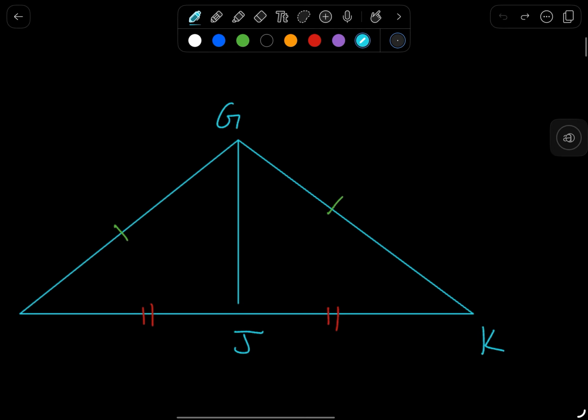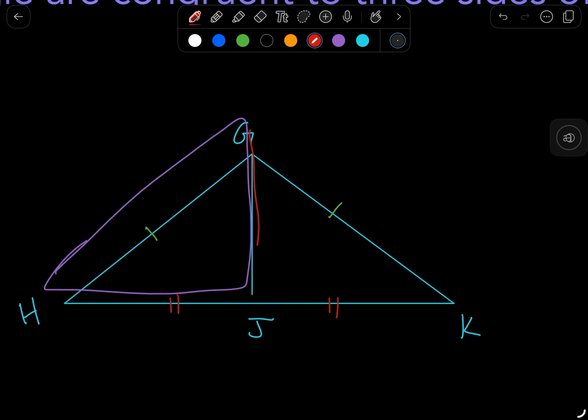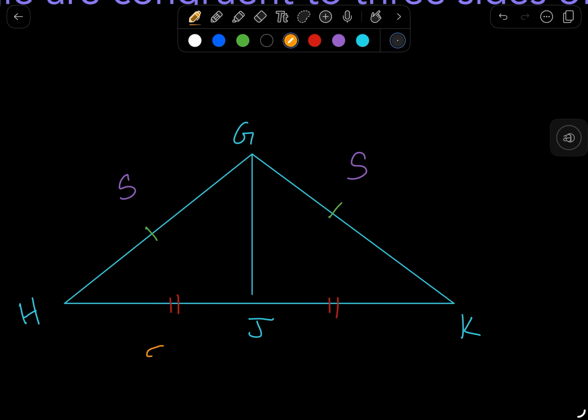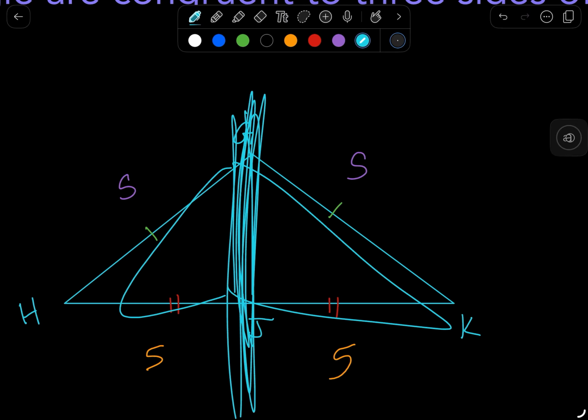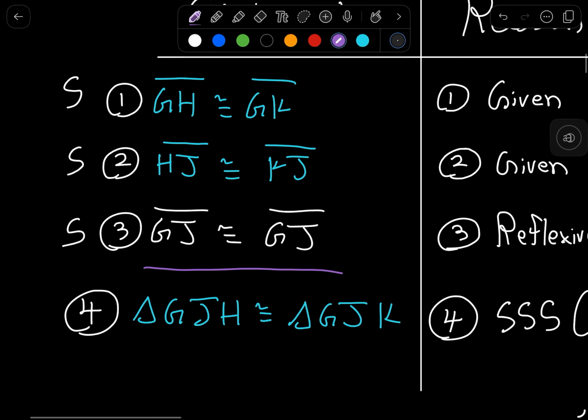We'll write the givens down first. If our end goal is to prove that this triangle is congruent to that one, well, look at this. We already have one of the sides. We have two of the sides. And this third side here, well, that's shared. So remember, you can think of these two triangles as mirror images, and usually when you notice that, it's a good sign that you're using the reflexive property. So you can say that GJ is congruent to GJ.